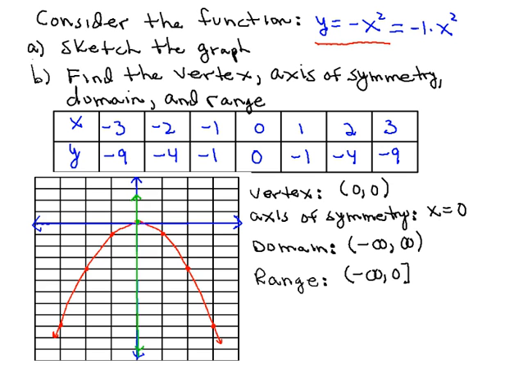So in general now, when you multiply the squared quantity by a negative constant, it will have the effect of reflecting the graph with respect to the x-axis.